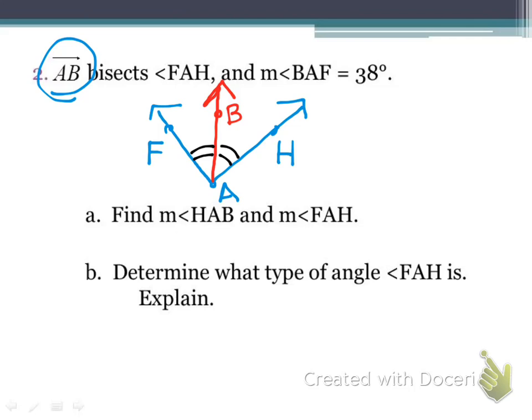I am also given that the measure of BAF is 38 degrees. So this smaller angle on the left is 38 degrees. I am asked to find in part A the measure of angle HAB and the measure of angle FAH.